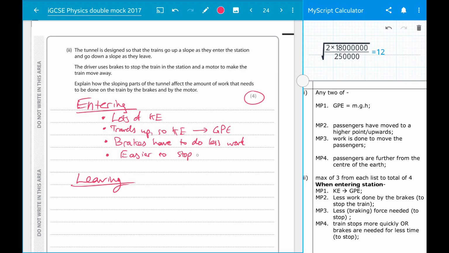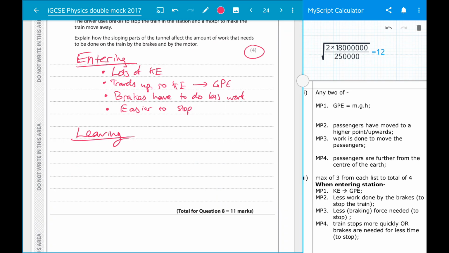You could also say it stops quicker, and so on. Leaving, so lots of K at the start, you're trying to get rid of it. So leaving, the train moves down, and that must mean that the GPE it gained by going into the station gets turned into kinetic energy.